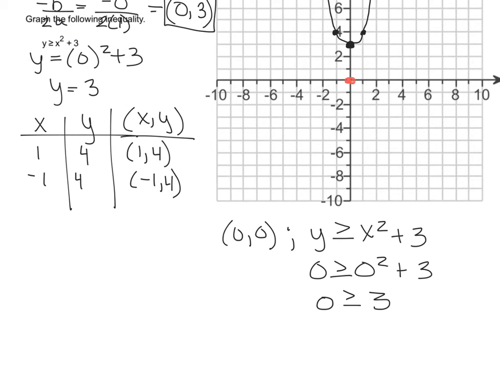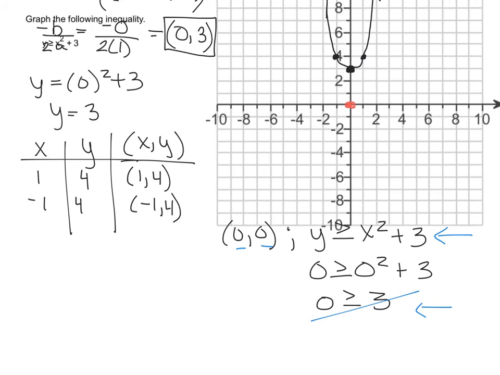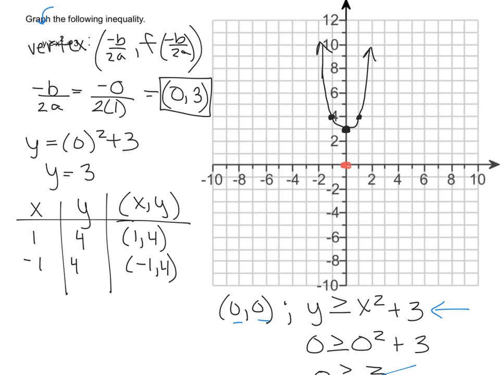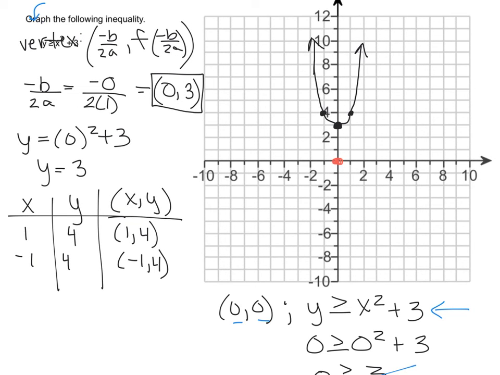So when I plug in a 0 for x and a 0 for y into the original inequality, I get 0 is greater than or equal to 3. That is not a true statement, so that means that my test point is not going to be included in my shading. So when I go up to my graph, I'm going to shade inside the parabola since my test point is not inside. So the answer to my problem is the graph of the parabola with the inside shaded.